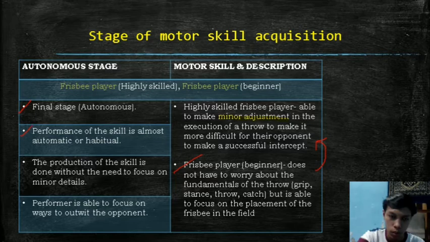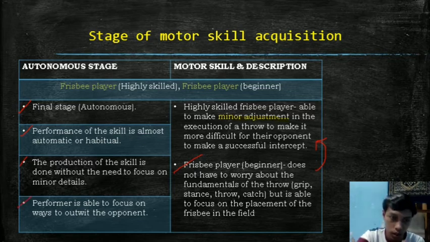So namely the final stage, performance of the skill is almost automatic or habitual. So dah jadi, tadi before this second stage consistent, so this stage the skill is almost automatic. The production of the skill is done without the need to focus on minor details. So diorang tak payah kisah lagi pasal benda-benda kecil sebab diorang dah ada experience. So diorang lebih cepat buat keputusan.